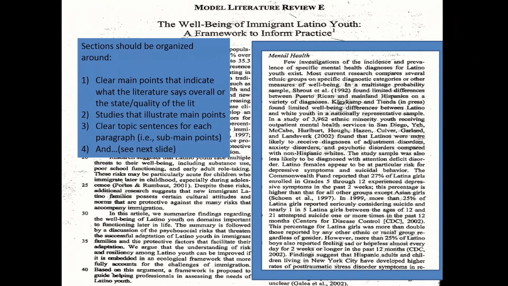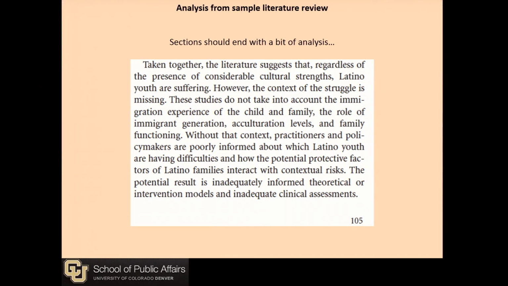And of course, as we have right here, it ends with a little bit of analysis. This last paragraph is critically important for a literature review, because this is very often, if you have propositions and hypotheses, and we'll be talking about them a little later, this is where you begin to indicate here is where they are. This is so important. Taken together, the literature suggests that regardless of the presence of these strengths, Latino youth are suffering. Okay. Just in case you hadn't read anything prior to that point, you could go to that one sentence and say, okay, I don't know if I get it, but at least here's what the overall snapshot is.